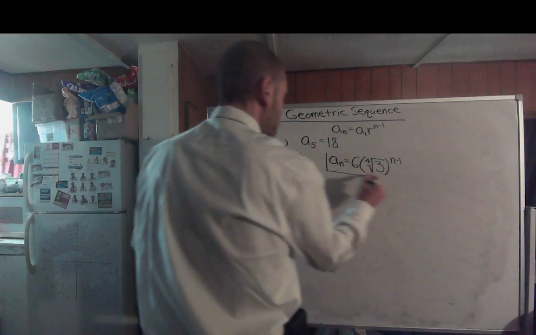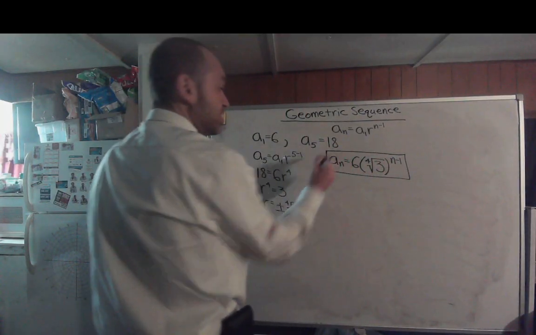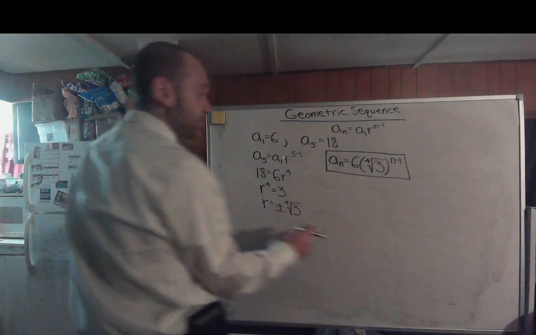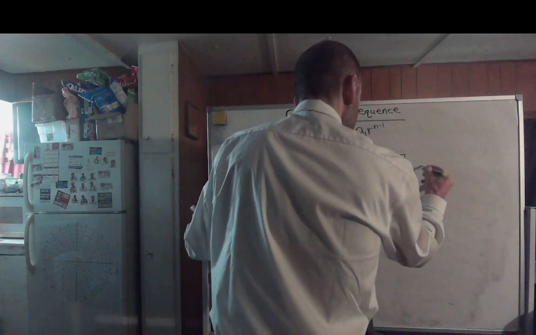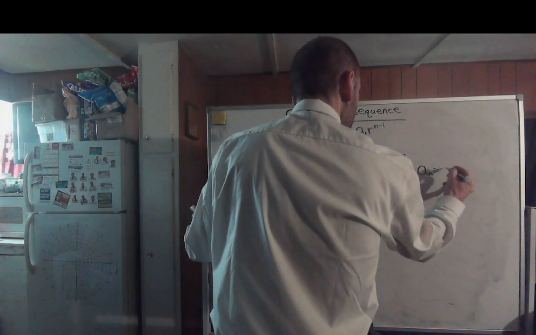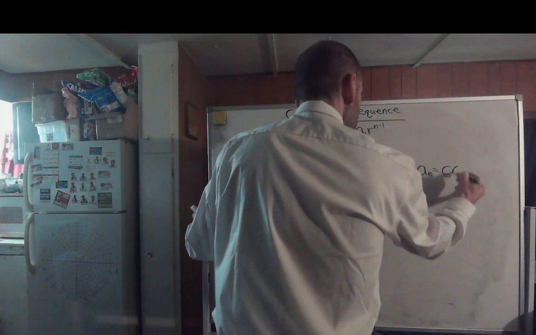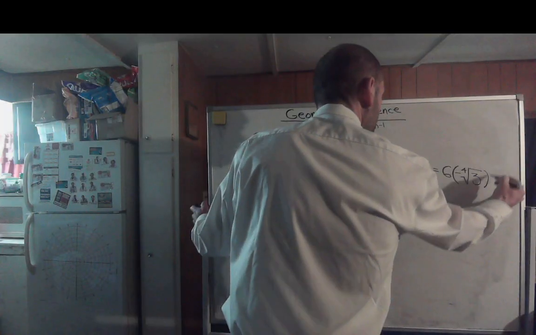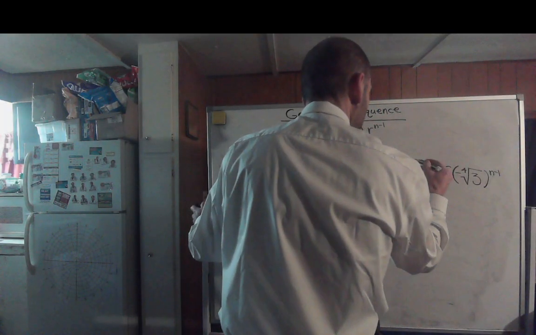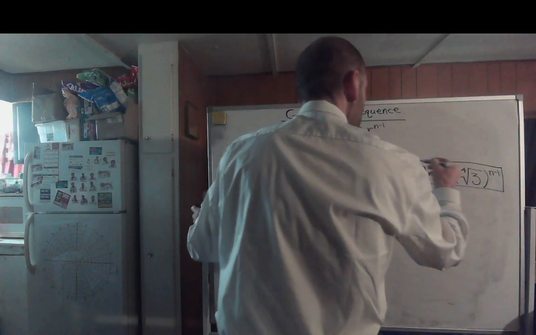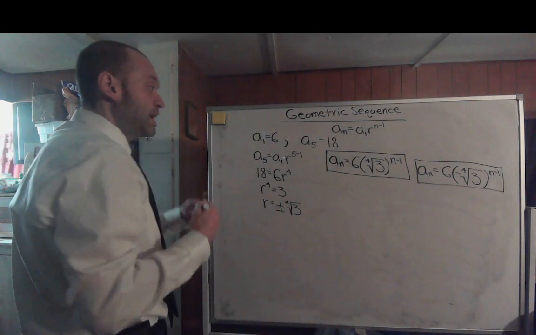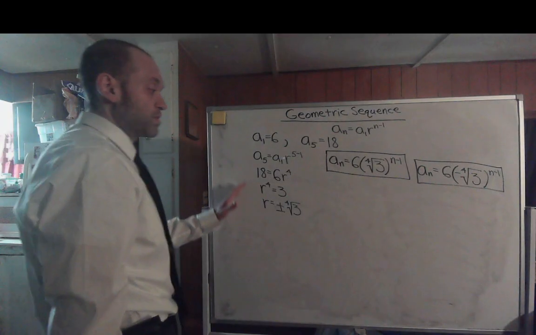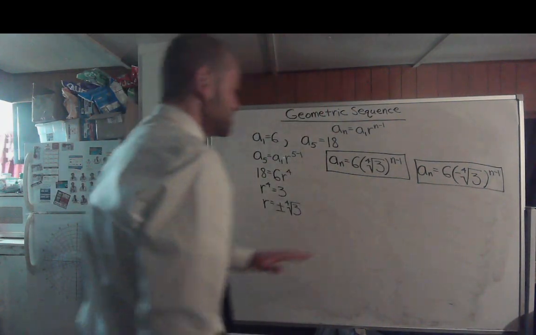So for the positive common ratio, we also have a negative common ratio. We can take a sub n equals 6 times that negative fourth root of 3 raised to the n minus 1 power. So those are the two possible formulas for the nth term of the sequence.